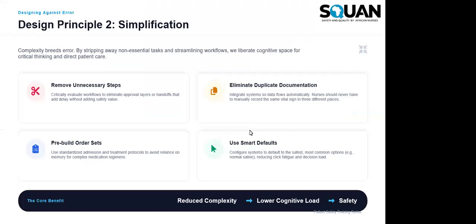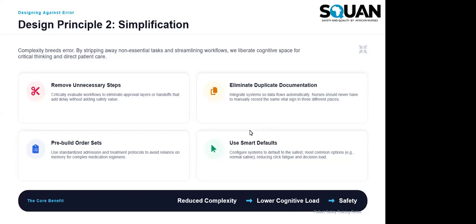The second design principle is simplification. So what this means is, if you want to achieve a task, can you achieve it in 5 steps rather than 10 steps? That's what simplification is. So when it's complex, it means that it has multiple steps that are not needed, and it breeds error.